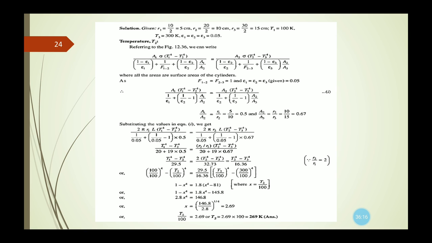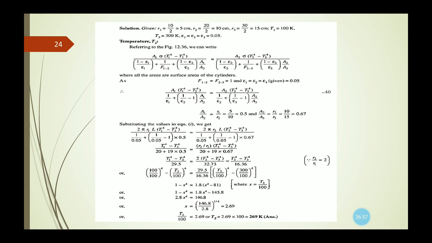If we put all these values in the earlier equation, then it will be simplified, and in this case A1 by A2 is equal to R1 by R2, which is equal to 0.5, and the ratio of the areas for surfaces 2 and 3 will be R2 by R3, which is coming as 0.67. Now if we substitute the values in equation 1, we have the ratio of the areas and the value of the epsilon.